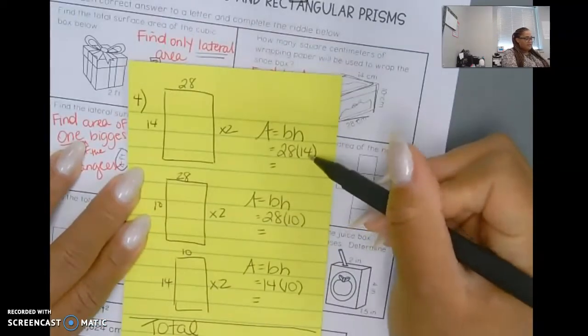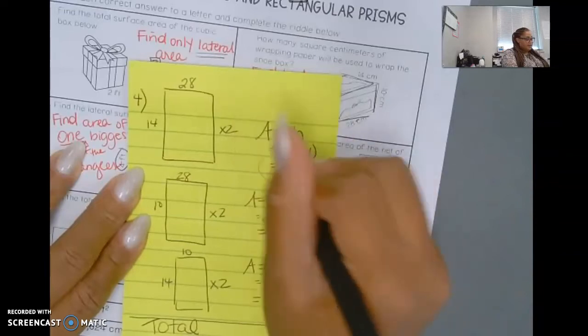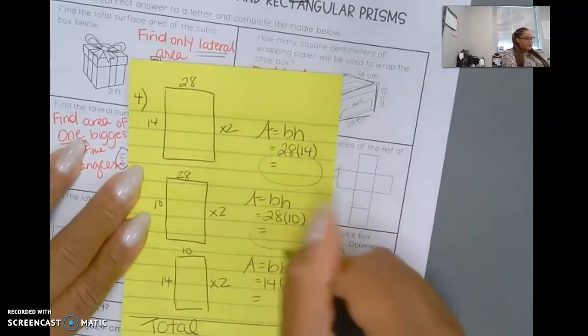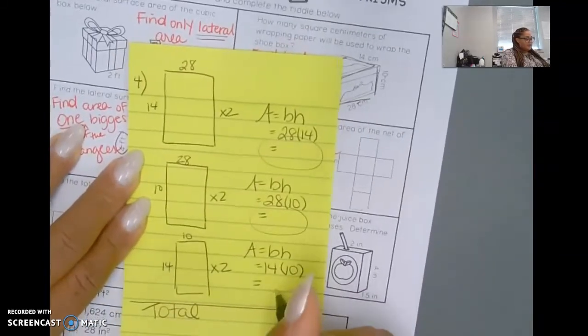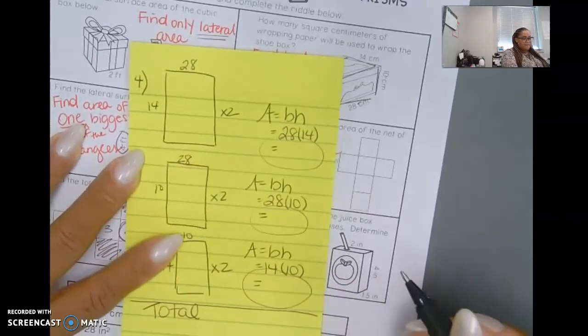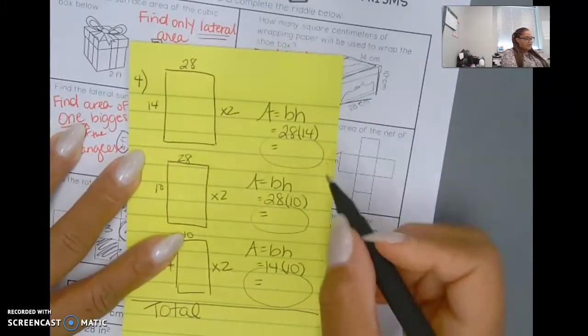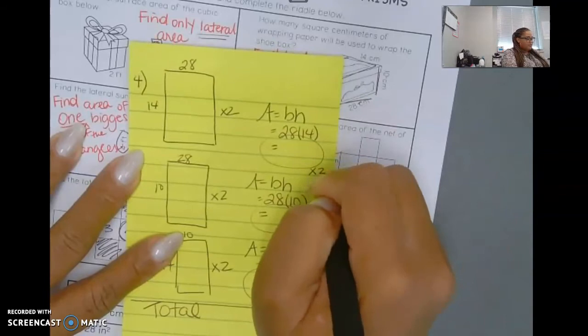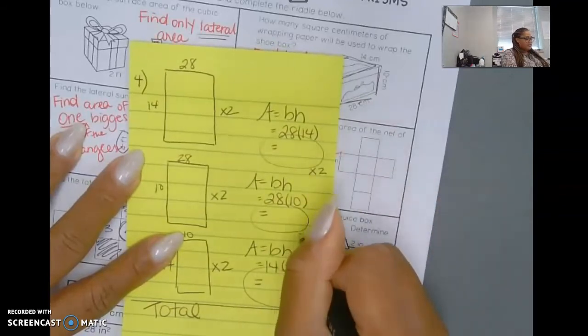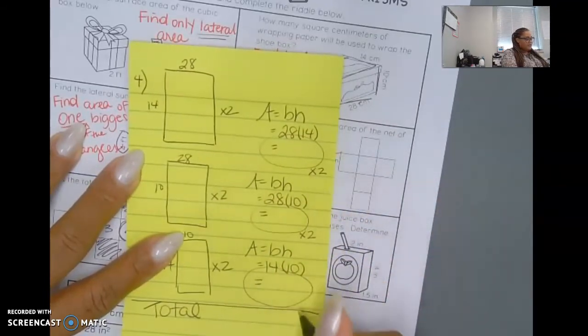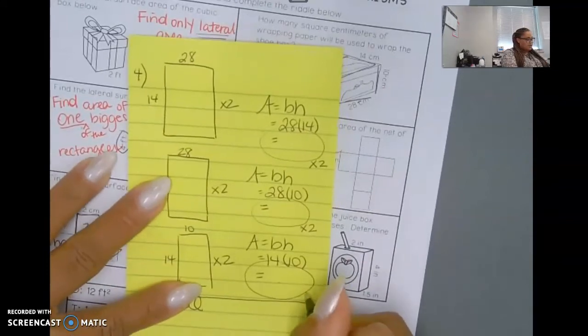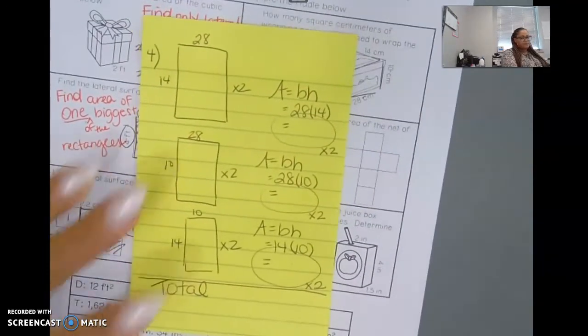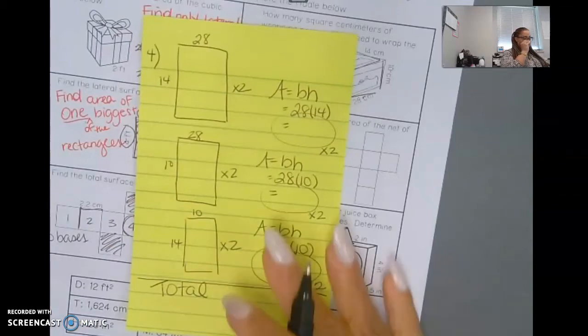Again, multiply this, you get an answer; multiply this, you get an answer; multiply this, you get an answer. Take this answer times 2, take this answer times 2, take this answer times 2. Okay?